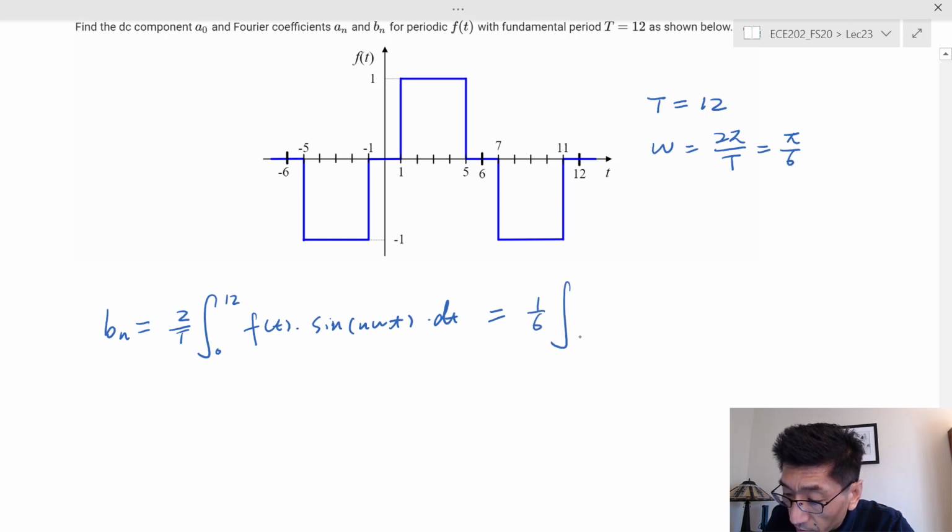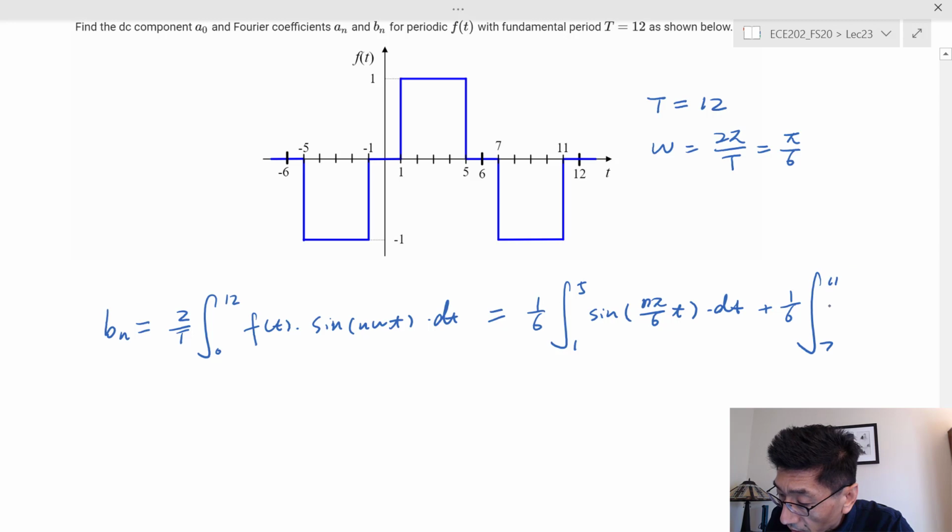The first interval is going to go from 1 to 5. f(t) during this interval is just 1, right? That's easier to integrate. Sine of omega, which is pi over 6, so sine n pi over 6 t dt, and plus the other half, which goes from 7 to 11, and sine n pi over 6 t again dt.